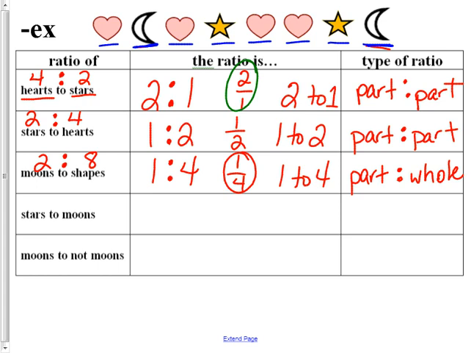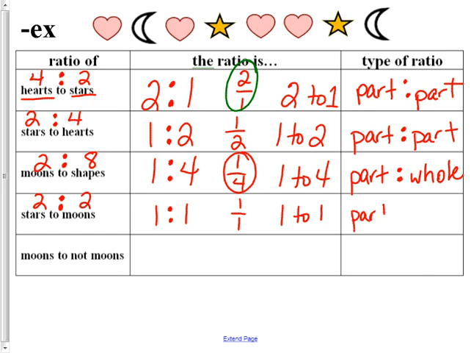All right, the ratio of stars to moons. In this case, there are 2 stars and 2 moons, so that ratio is 2 to 2. 2 to 2 can be simplified to a ratio of 1 to 1. And this is a part-to-part ratio because stars are part of the group and moons are part of the group. So part-to-part ratio.